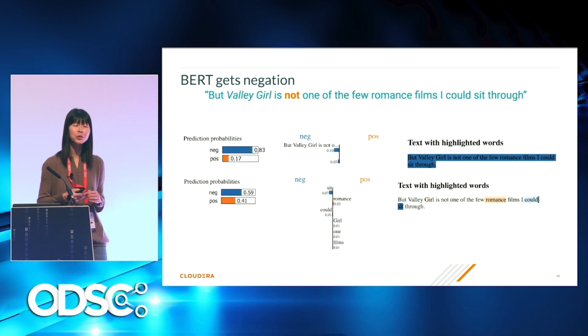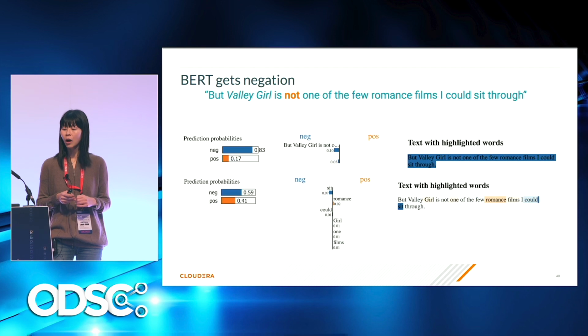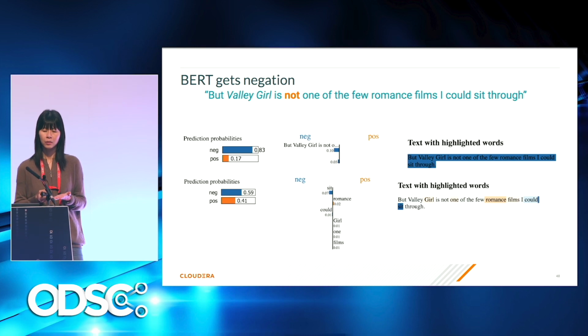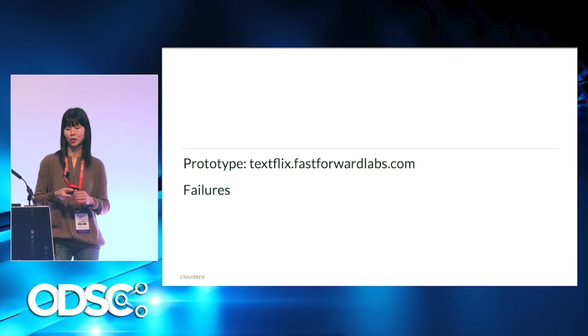But BERT also gets negation. If I change the sentence into, "But Valley Girl is not one of the few romance films I could sit through," BERT correctly predicts that as a negative, and naive Bayes still predicts it as a negative. So that's where BERT is good.